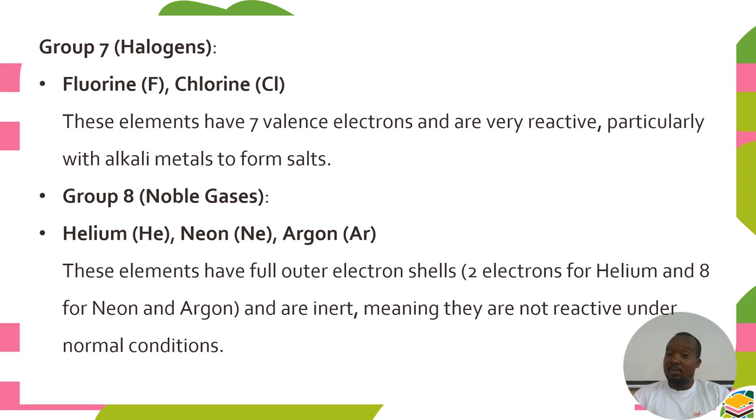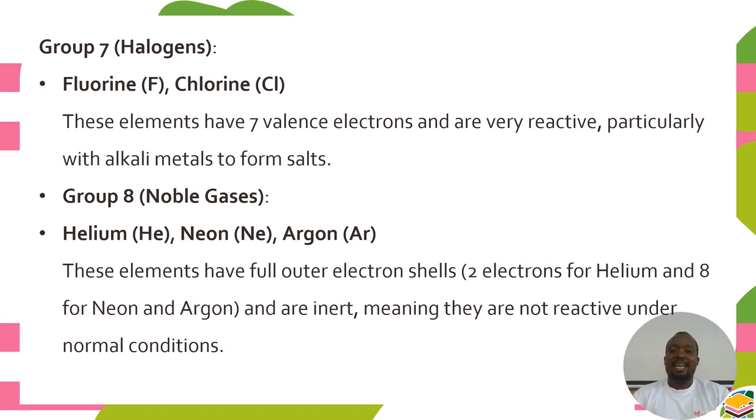Remember, we are looking at the first 20 elements. It doesn't mean that we only have 20 elements. No. So, out of the 20 elements, elements which belong to group 7, there are only 2, fluorine and chlorine. Why group 7? Because they have 7 valence electrons and they are very reactive, particularly with alkali metals to form salts.